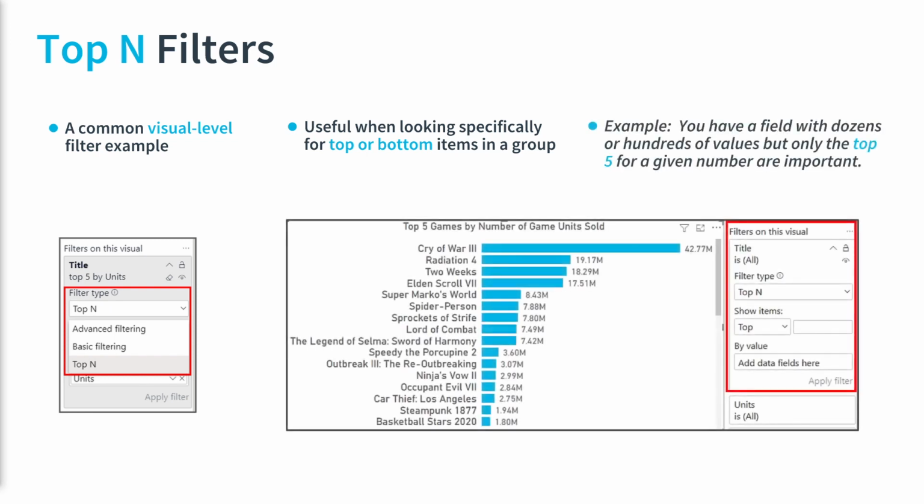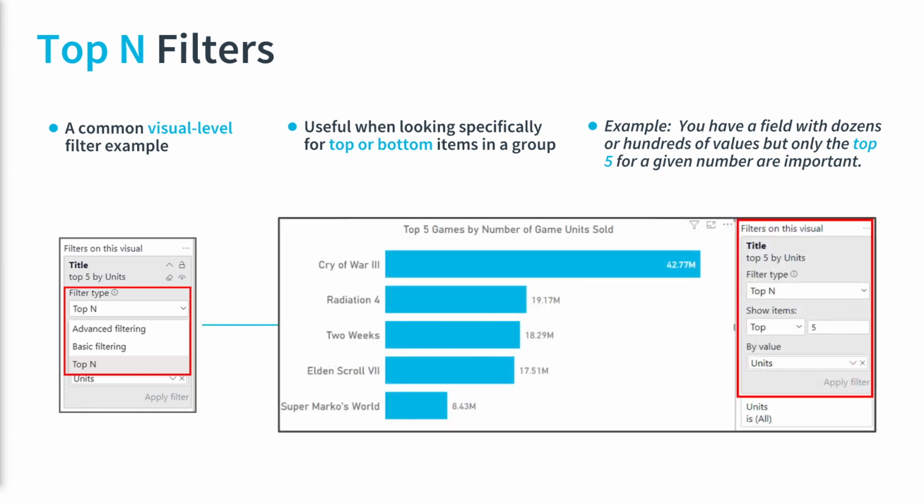For example, imagine you have a bar chart like this one, and you only really want to show the top 5 values for a given measure, like total sales or total game units sold. Applying a top N filter can help you easily do that. For example, if you just want to show the top 5 games by the number of units sold. And later, I will demonstrate how.